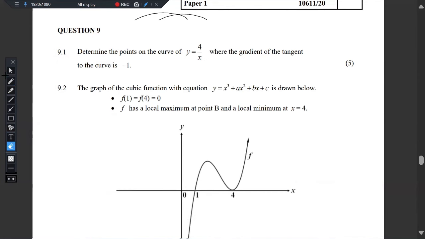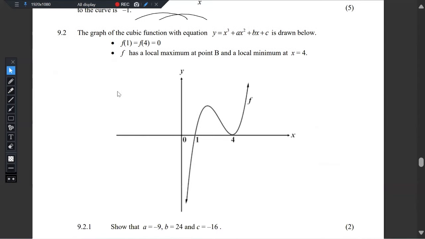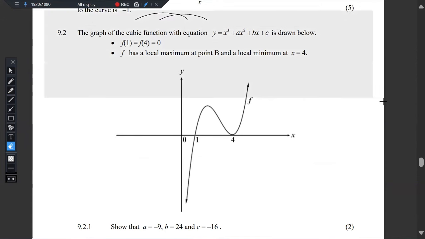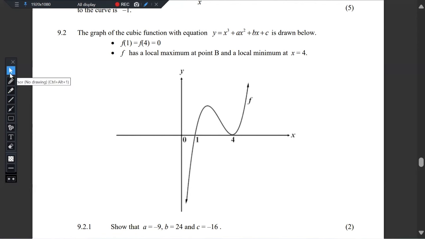Then we have 9.2. It says the graph of the cubic function with equation y is equal to x cubed plus ax squared plus bx plus c is drawn below. And then point number 1 is telling us that f(1) and f(4) are equal to 0. So this is telling us that 1 and 4 are actually the intercepts, right? The x-intercepts, to be more specific. So these two are the x-intercepts, as we can see on the graph.